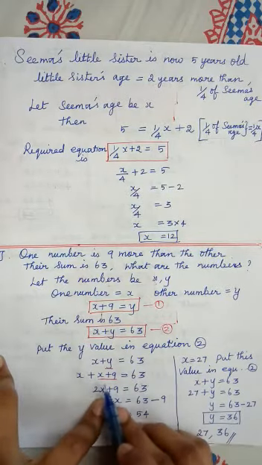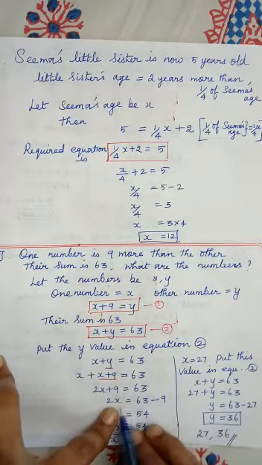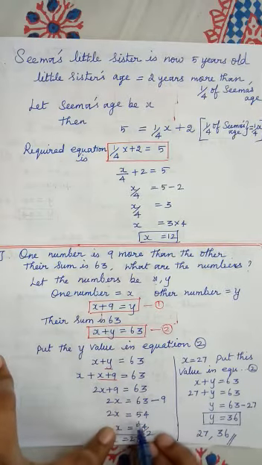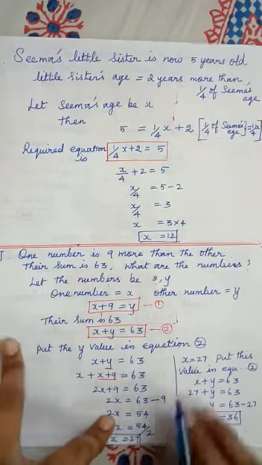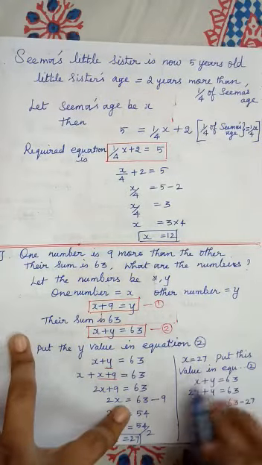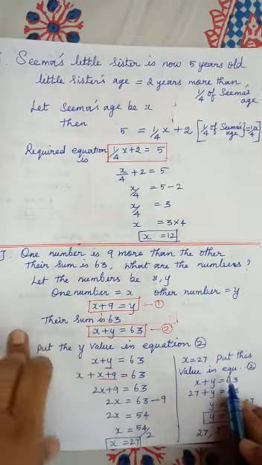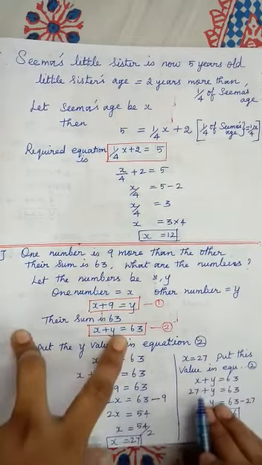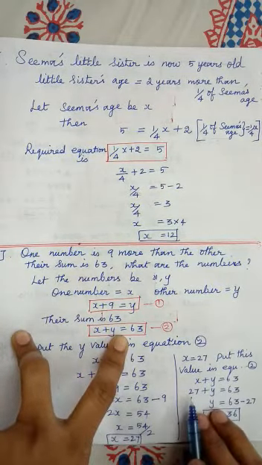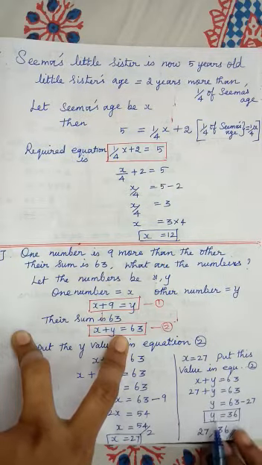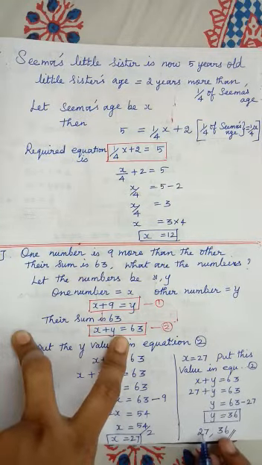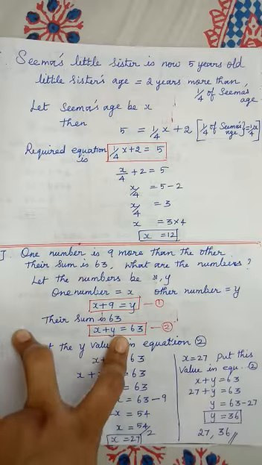So x plus x, 2x plus 9, is equal to 63. 2x is equal to 63 minus 9. 2x is equal to 54. x is equal to 54 by 2. Therefore x is equal to 27. Put this value in equation 2. So x plus y is equal to 63, 27 plus y is equal to 63. y is equal to 63 minus 27, that is y is equal to 36. At last we have 27, 36. Is it clear, students? Good. Thank you.